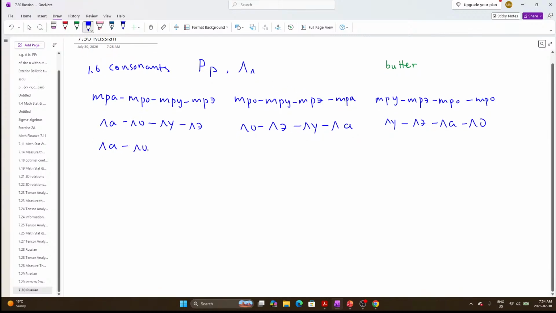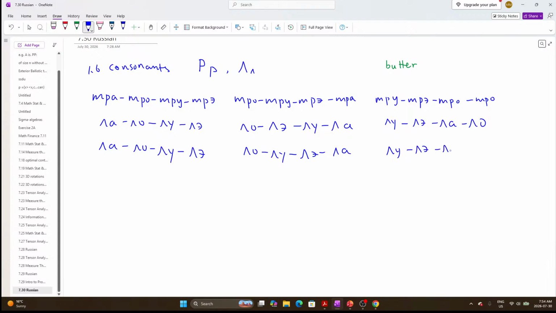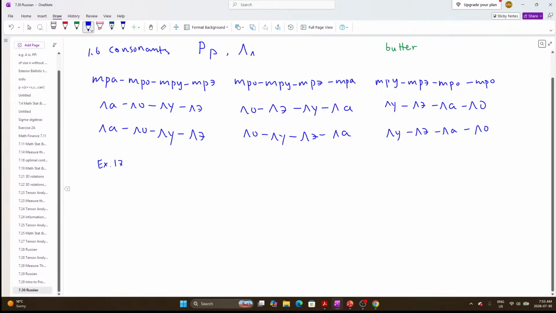La, lo, lu, le, lo, lu, le, la. Lu, le, la, lo. Okay. Exercise 17. Упражнение 17, right? That's the number 17 in Russian. Read the combination of letters. Mind the pronunciation of the combination of R plus consonant and L plus consonant.